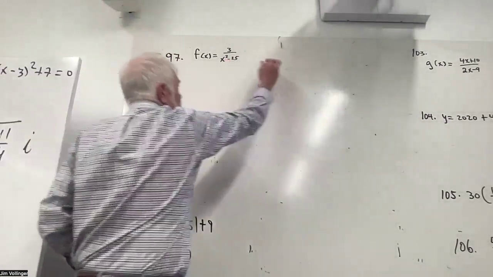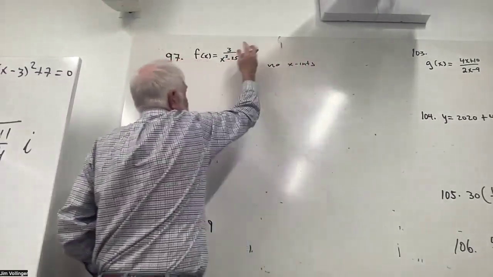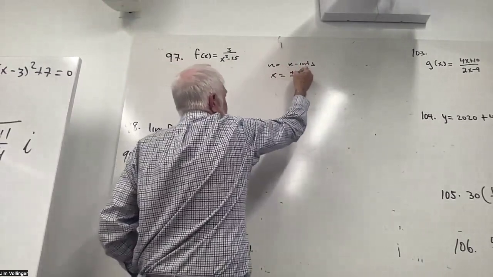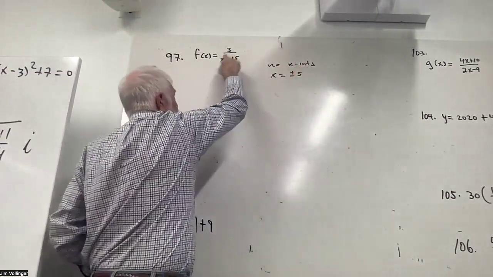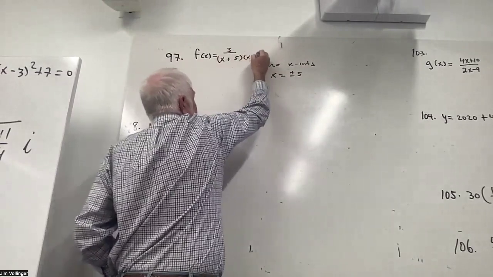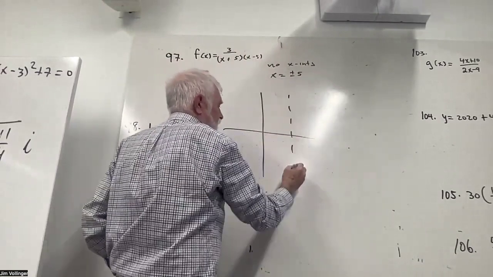So I can see there's no x-intercepts. There's no way to make that fraction equal 0. I can see that I have asymptotes at x equals plus and minus 5 if I put it in factored form, which I'll do for you now, x plus 5, x minus 5. All right, so I might as well start sketching 5 and negative 5.